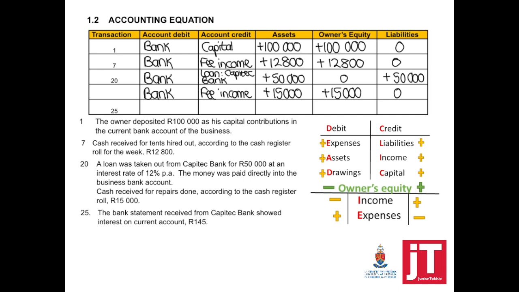On day 25, the bank statement received from Capitec Bank showed interest on current account 145. This means from the cash receipts journal, bank is debited, interest on current account is credited. Bank is a current asset, which is debited, plus. Interest on current account is an income, which is credited, which means positive effect on the owner's equity. And nothing happened with your liabilities.